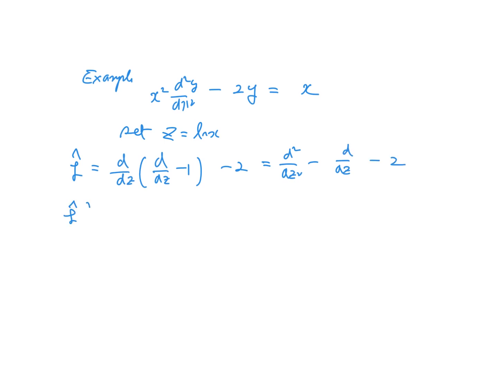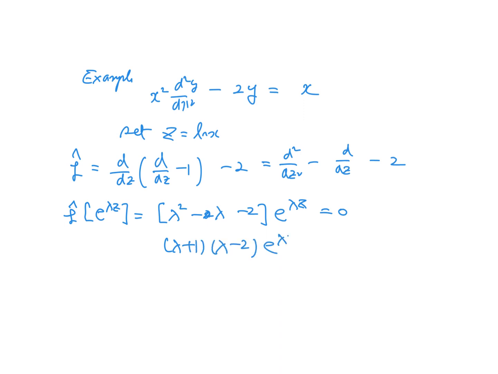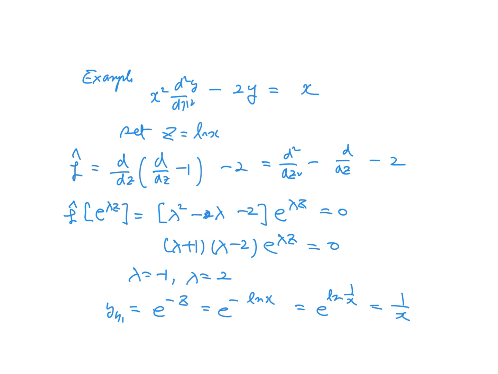So L of exponential lambda z is lambda squared minus 2 lambda minus lambda minus 2 times exponential lambda z is equal to 0. Or you can factorize: lambda plus 1, lambda minus 2, times exponential lambda z is equal to 0. So lambda is minus 1, lambda is equal to 2. So yh1 is exponential minus z, that is exponential of ln 1 over x, which is 1 over x, right? yh2 is exponential 2z, exponential 2 ln x, which is x squared.